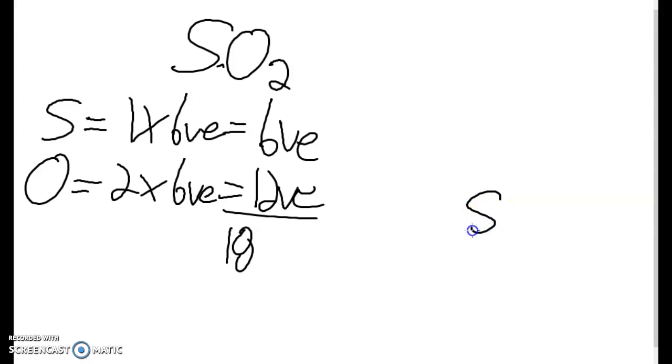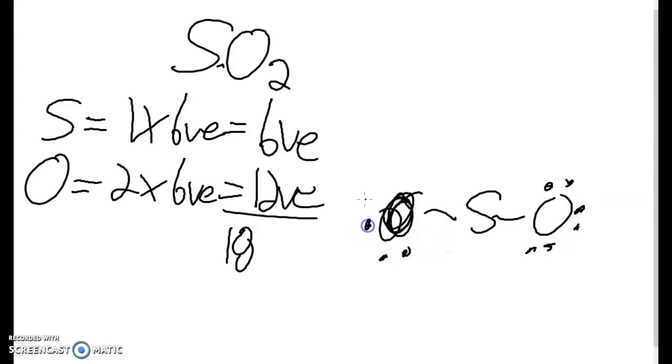Alright, I'm going to draw my skeleton structure. I only have one S, so I'm going to put it in the middle. Next step, I'm going to draw 6 valence electrons around each outside atom. If my center atom has 8, I'm done. 2, 4. Okay, my center atom does not have 8.